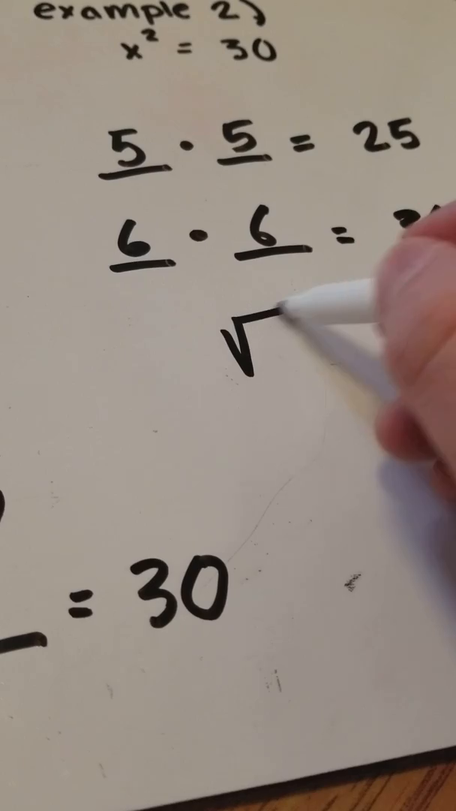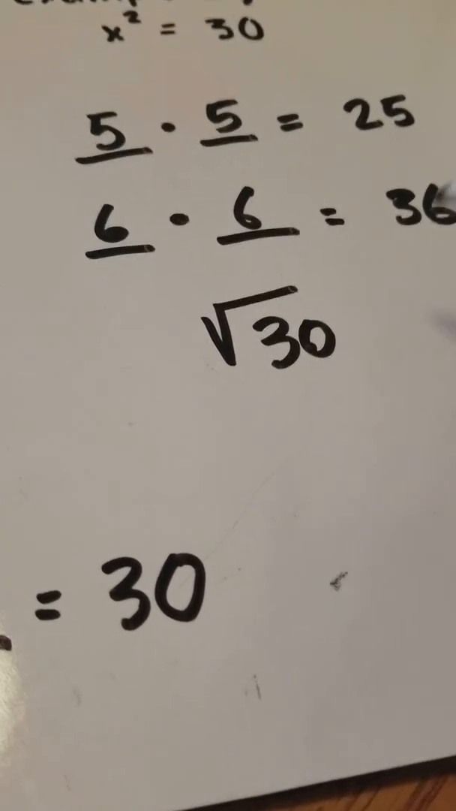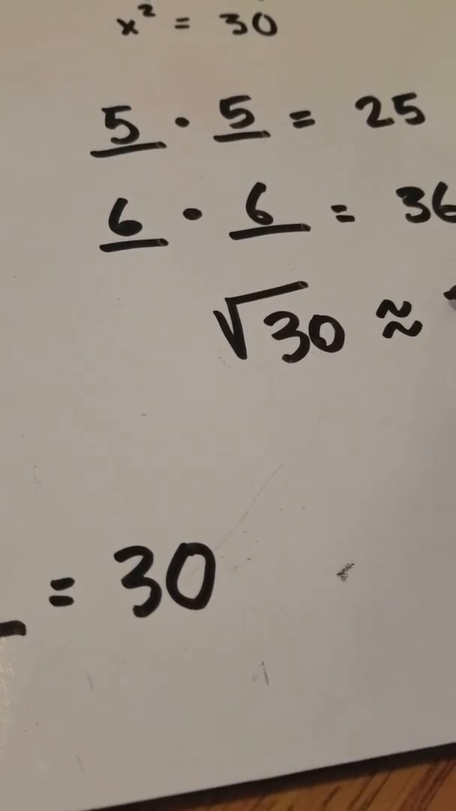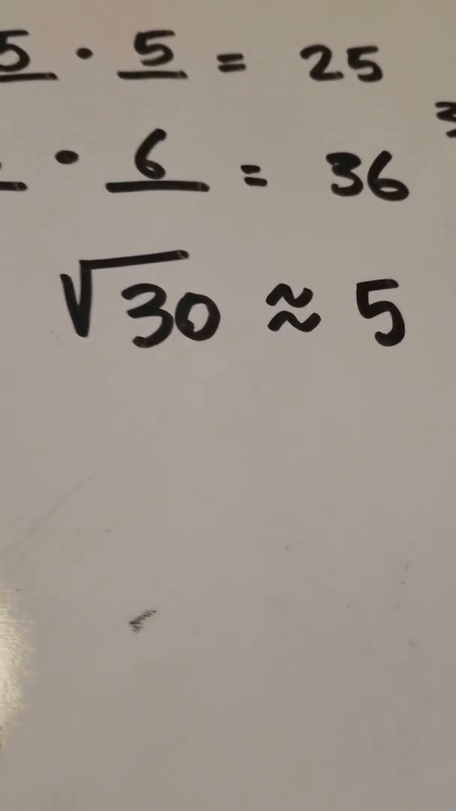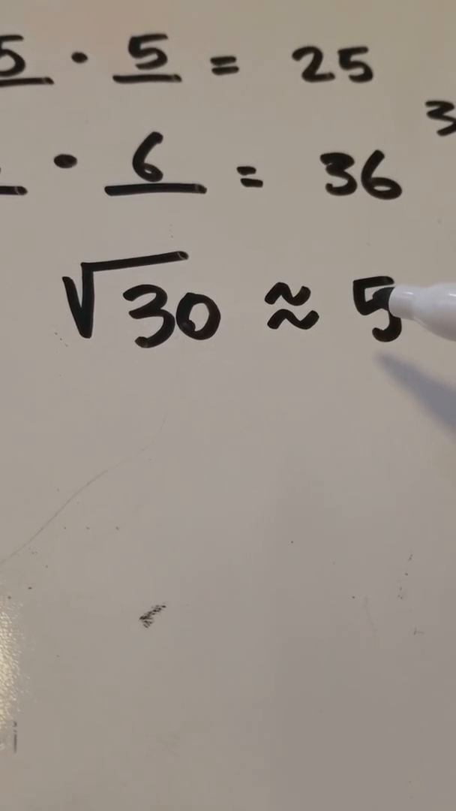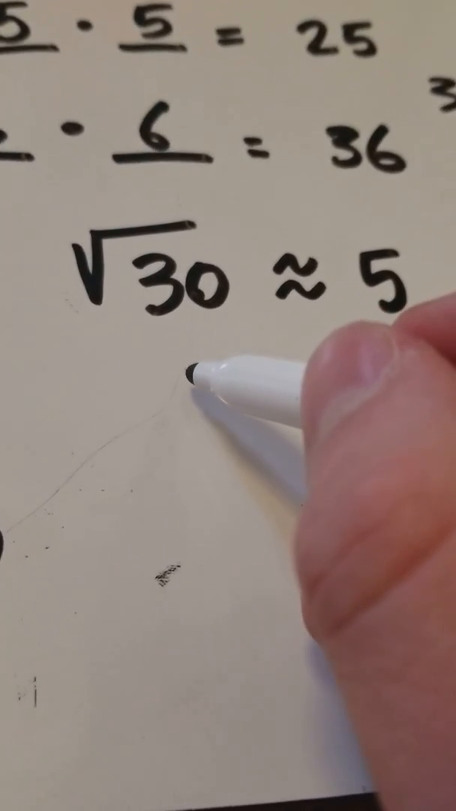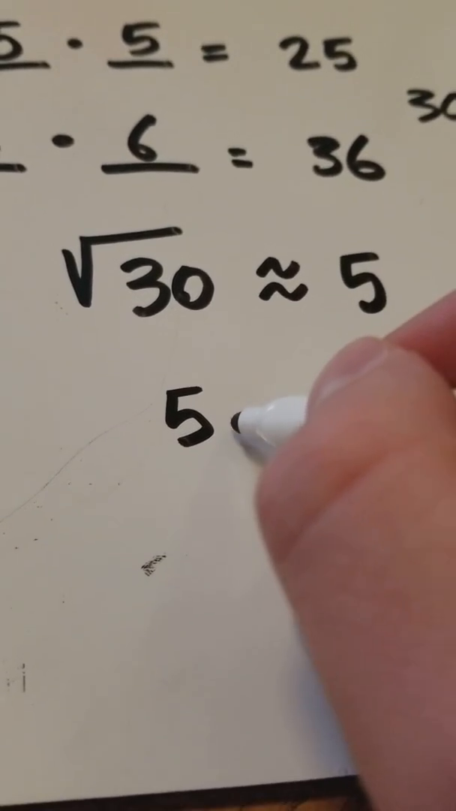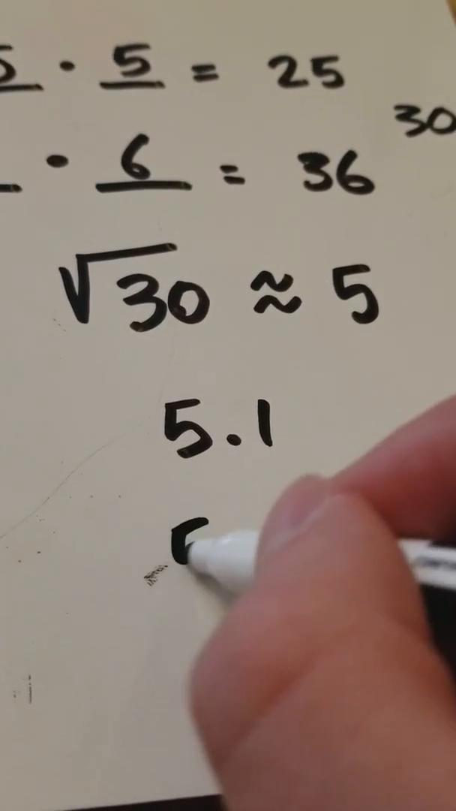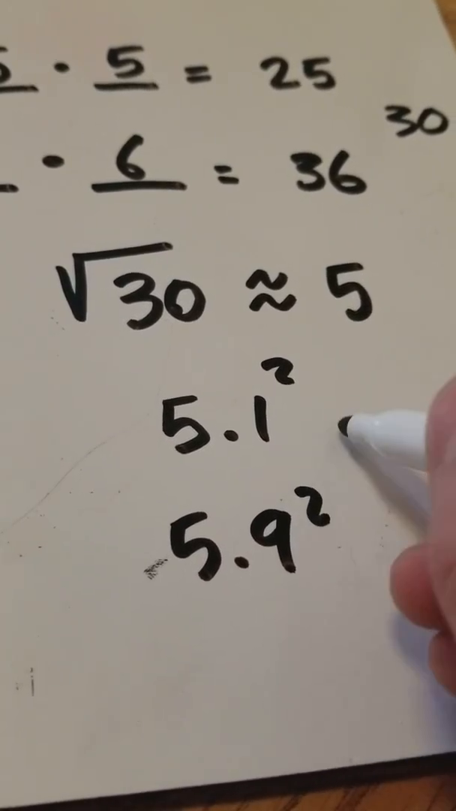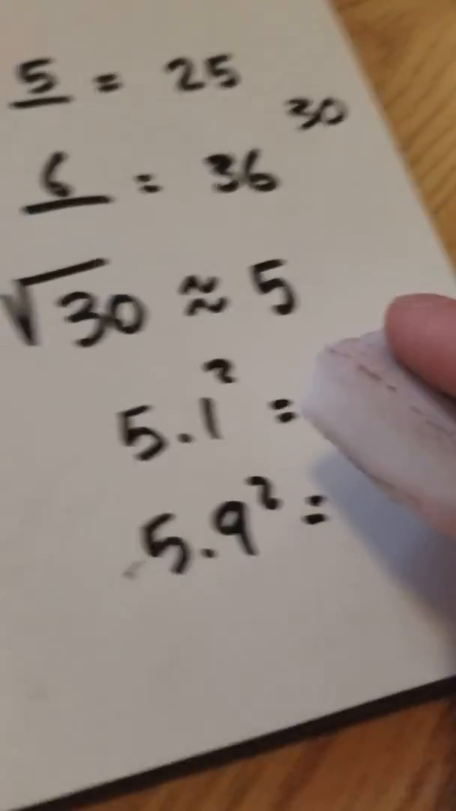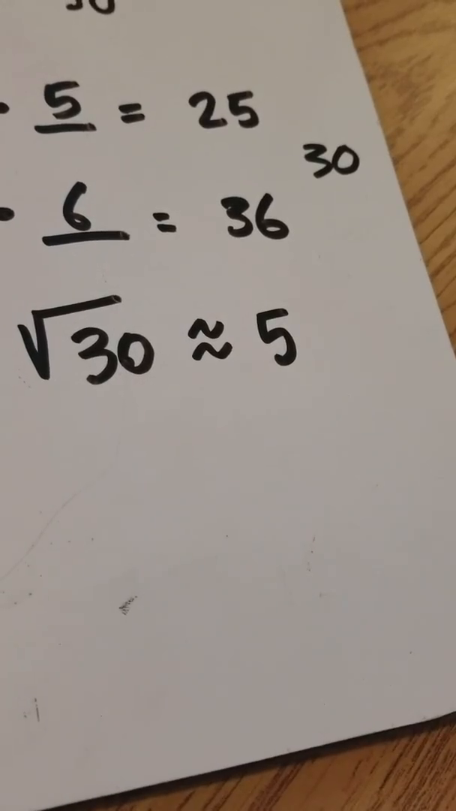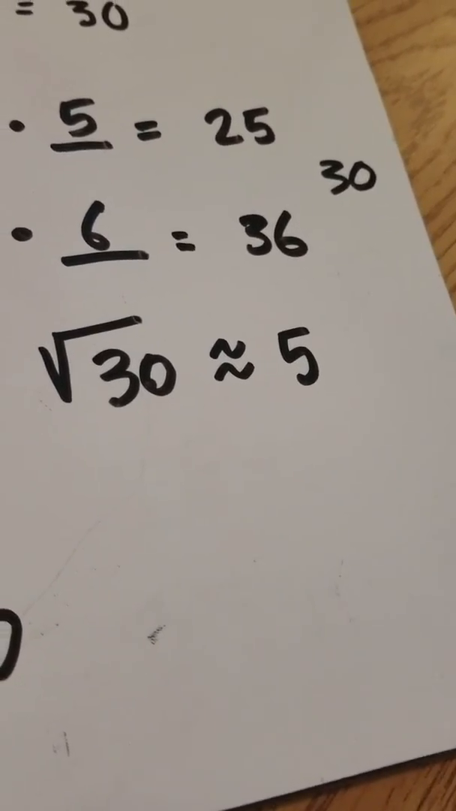So I know that the square root of 30 is 5 point something. So I'm going to write about 5, and that's how we would estimate our square root. You can go even further and start multiplying decimals, like 5.1 and then 5.9 squared, and see where those get you, and then keep on narrowing it down into the decimals. But for right now, I'm just going to stick with our answer of the integer 5. So the square root of 30 is about 5.